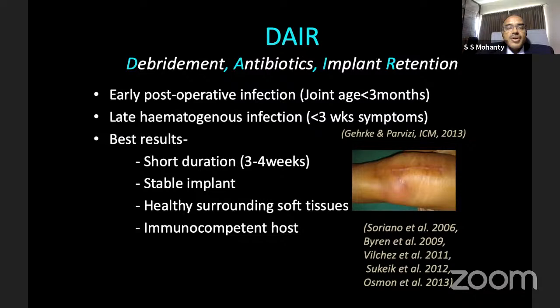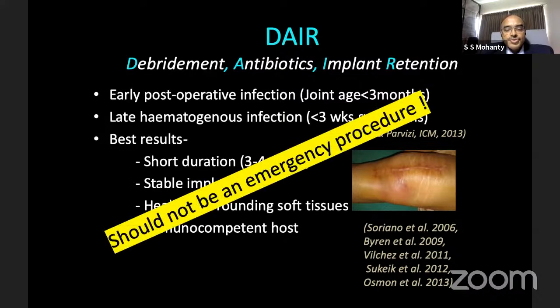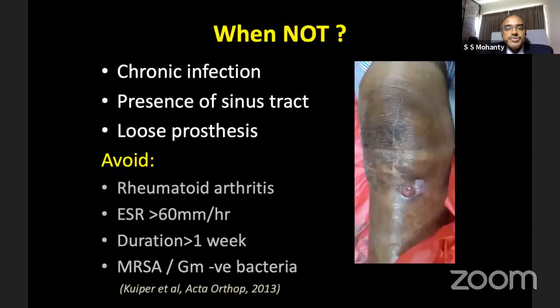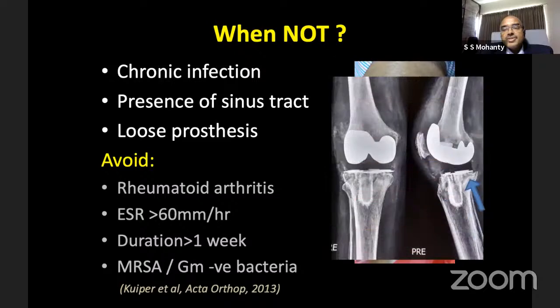Now, Alasdair has told you about the DAIR, debridement, antibiotics, implant retention. It is indicated when the joint age is less than 3 months, or the onset of symptoms is less than 3 weeks. And it gives the best results when there is a short duration of onset and a stable implant in an immunocompetent host. Whereas it should not be done as an emergency procedure immediately. It should be kept for the next routine theater, maybe next morning. But one should avoid it in chronic infection, presence of a sinus tract like this, or if there's a loose prosthesis. And the results are poor in rheumatoids, when there's a high ESR, or when there are resistant organisms like MRSA or gram-negative bacteria.